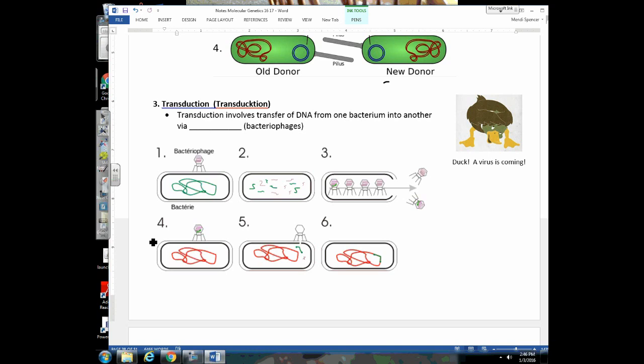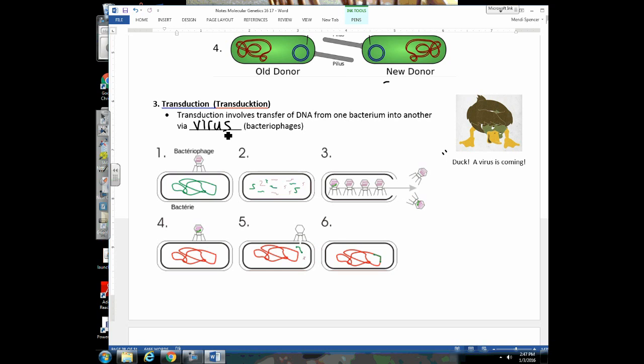The third type of horizontal gene transfer is called transduction. And it took me forever to find a picture of a ducking duck, to help you remember that transduction has to do with viruses. Think of duck, a virus is coming. Take cover. So transduction involves the transfer of DNA from one bacteria to another via a virus.